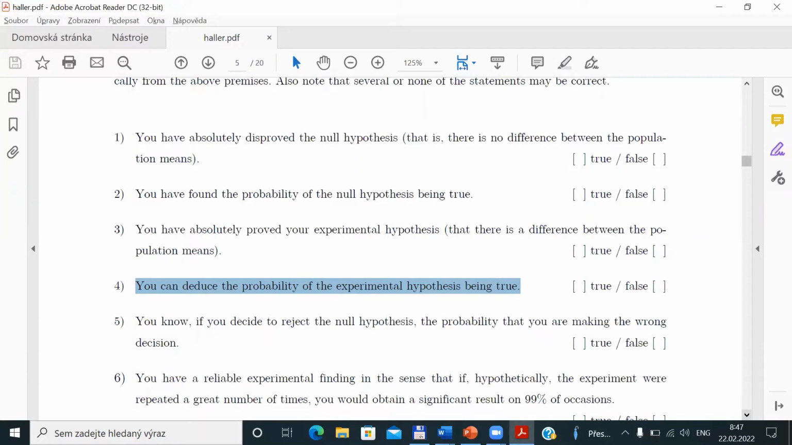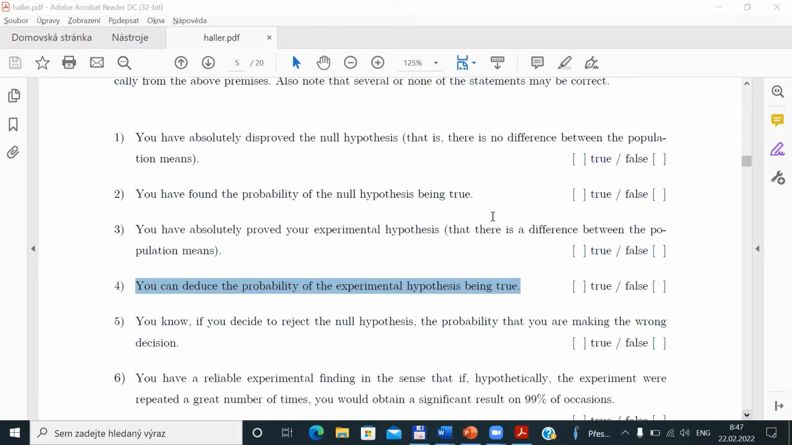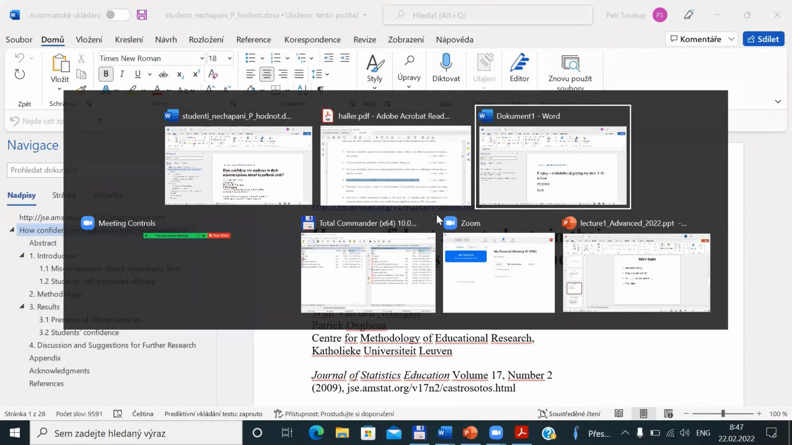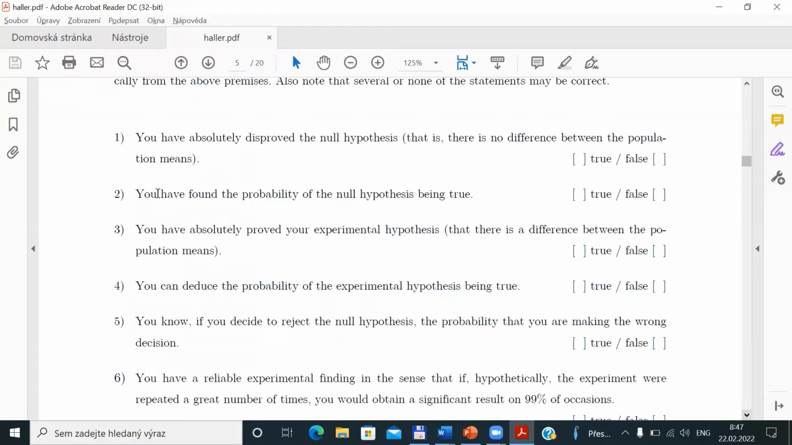This is also a question for those who are connected via Zoom. Can somebody react? I think they are true. True? Once again, it is the probability of getting my data if the null hypothesis is true, so it is mainly a probability about data. Both these statements say I found the probability of the null hypothesis, or I can somehow recompute the probability of the experimental hypothesis. So it is saying that this is the probability of H null or H1. So these two are also false statements.